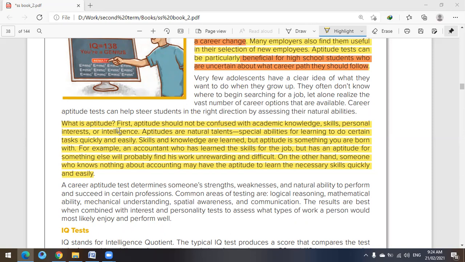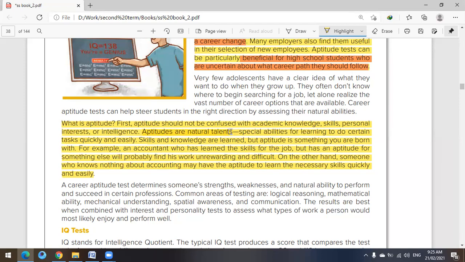Aptitude shouldn't be confused with what? Aptitude shouldn't be confused with academic knowledge, skills, personal interests, or intelligence. So we can't consider all of these things aptitudes. Which are the things? Academic knowledge, skills, personal interests, or intelligence. But what are aptitudes? Aptitudes are natural talents.